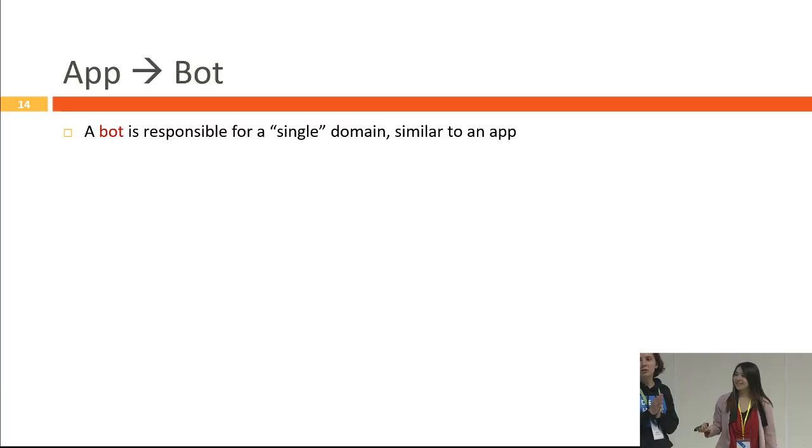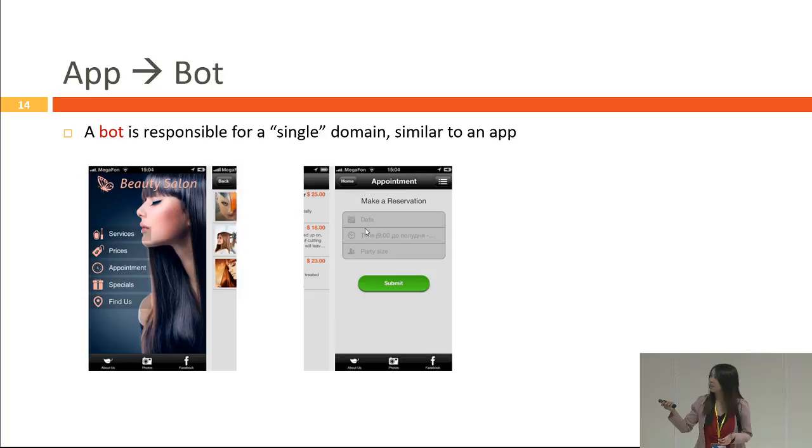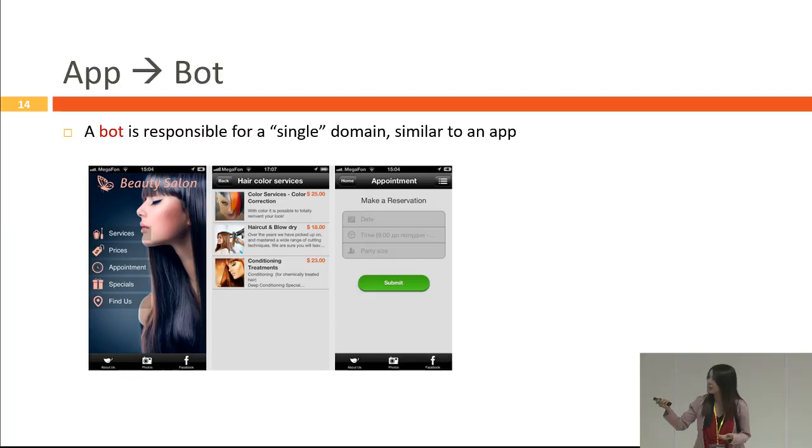Okay, let's continue. So a bot can be responsible for a single domain, similar to an app. Let's see an example. This is a very common app you may have. This is a beauty salon, and if you want to get a haircut, you need to click the button about the service, choose the haircut, and then fill in the information to make a reservation.